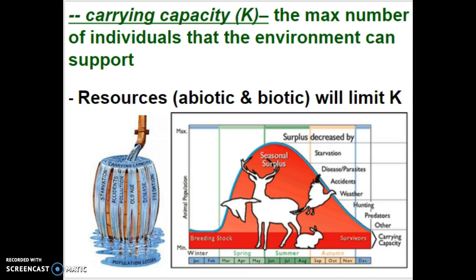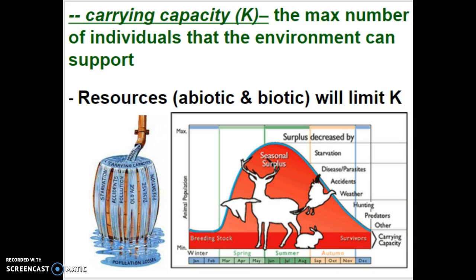Another way that populations can be limited is by the environment itself. The carrying capacity is the maximum number of individuals that the environment can actually support. So resources, whether they be abiotic resources, things like precipitation, or biotic resources, things like food, will limit the carrying capacity. And that's often abbreviated with a capital K.